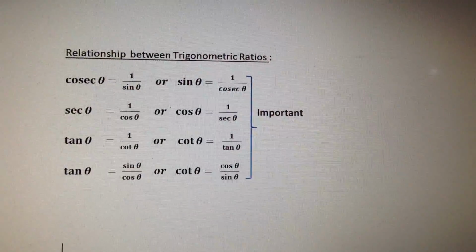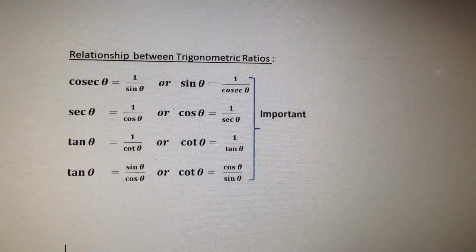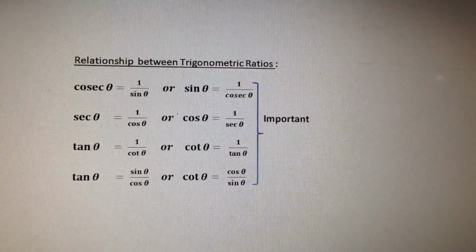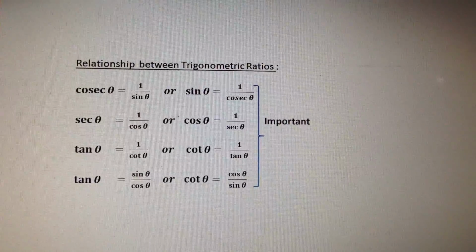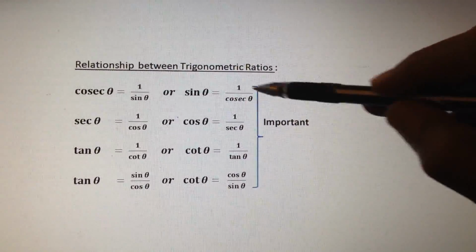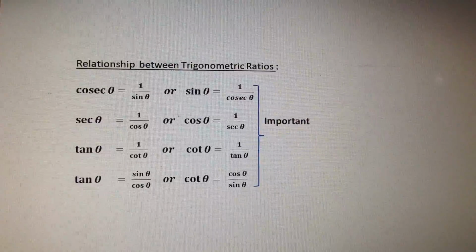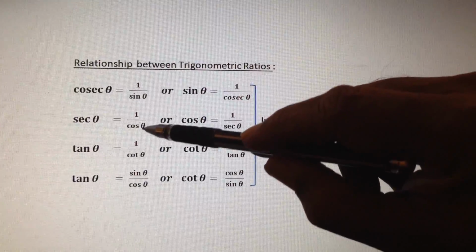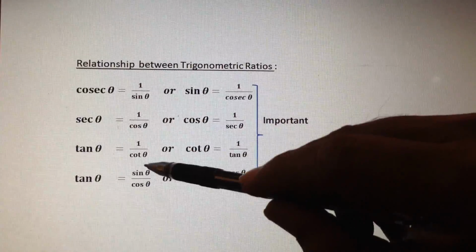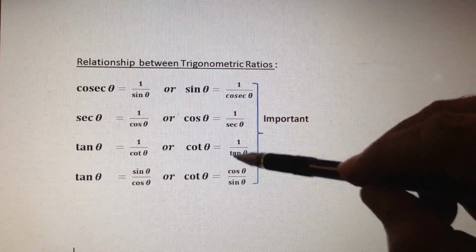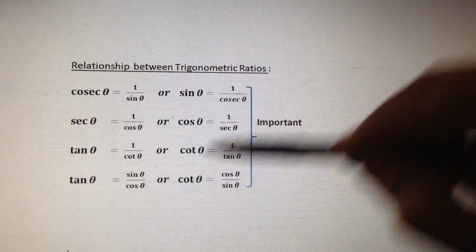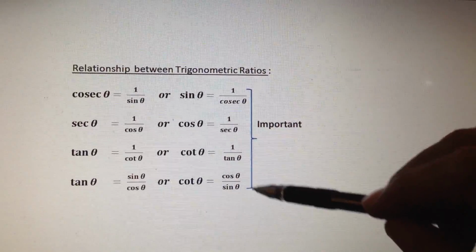Now, let us see the relationship between trigonometric ratios. These are very important in solving the trigonometric problems. Cosecant theta is equal to 1 by sin theta, or sin theta is equal to 1 by cosecant theta. Secant theta is equal to 1 by cos theta, or cos theta is equal to 1 by secant theta. Tan theta is equal to 1 by cot theta, or cot theta is equal to 1 by tan theta. Tan theta is equal to sin theta by cos theta, or cot theta is equal to cos theta by sin theta.